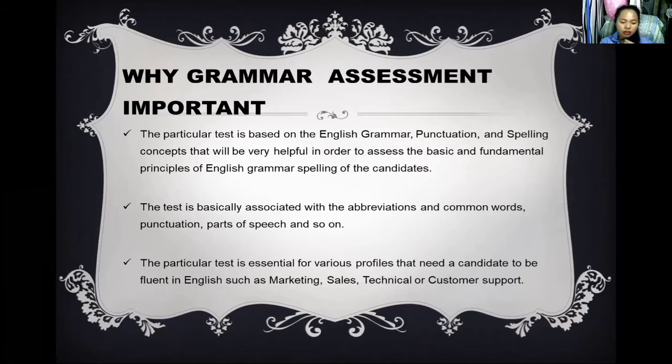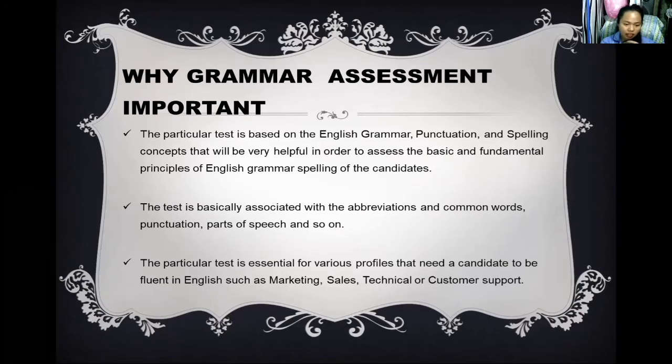Okay, the second one is the test. It is basically to use the abbreviation of how those students use it, and also the common words, the vocabularies that they have, whether the vocabularies that they have are deep or maybe just basic and easy to understand, okay? And also what part of speech they can use every day of their lives.